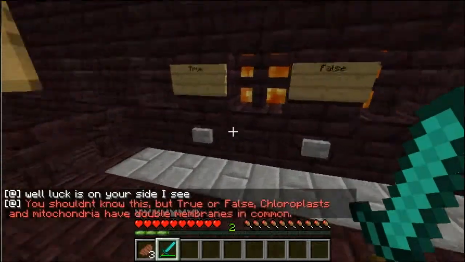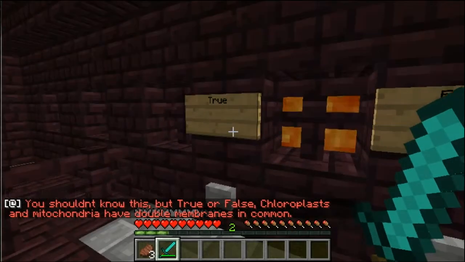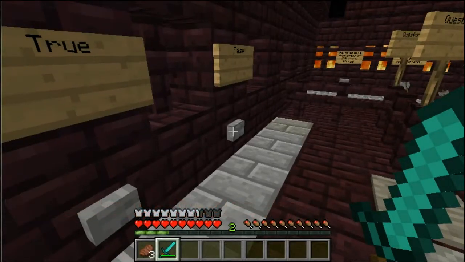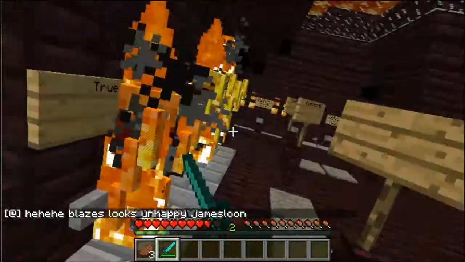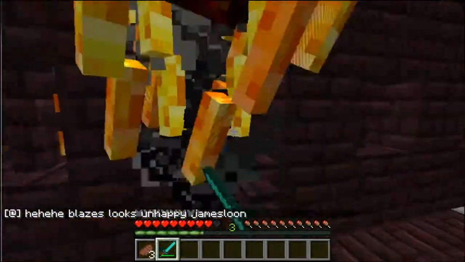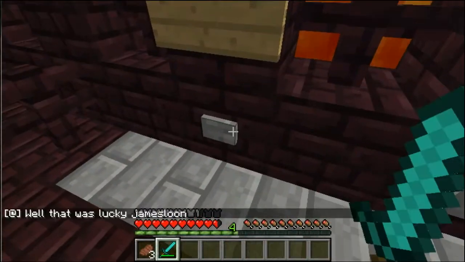Alright, and then question 3. True or false? Chloroplast and mitochondria have a double membrane in common. This one is true, but kind of interesting to see how this one is going to play out, and I'm pretty sure you are too. Now, if you're a Minecraft player, you know this means really bad news. Now, let's just select true.